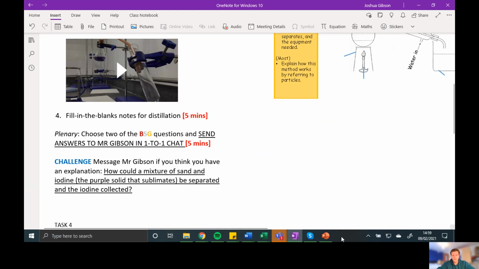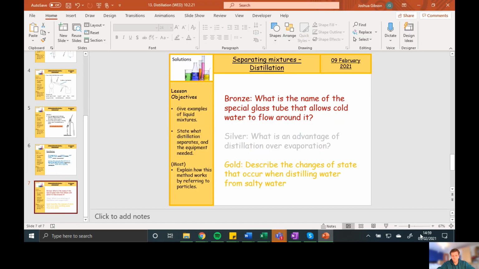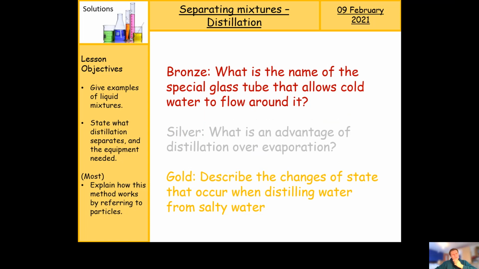But let's have a look then at our bronze, silver, gold questions. So, bronze: what is the name of the special glass tube that allows cold water to flow around it? Silver: what is an advantage of distillation over evaporation? And the gold one: describe the changes of state that occur when distilling water from salty water. So what happens to that water between the starting process and the finished process? Okay, so you can choose 2 of those and send them through to me in the chat.